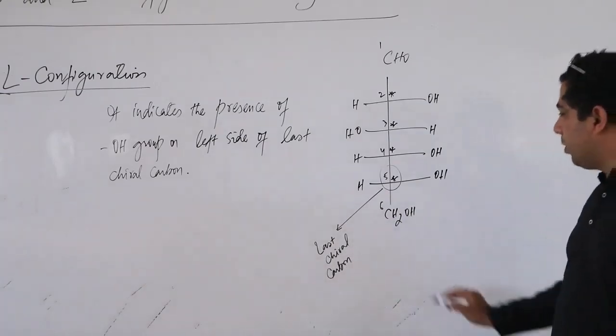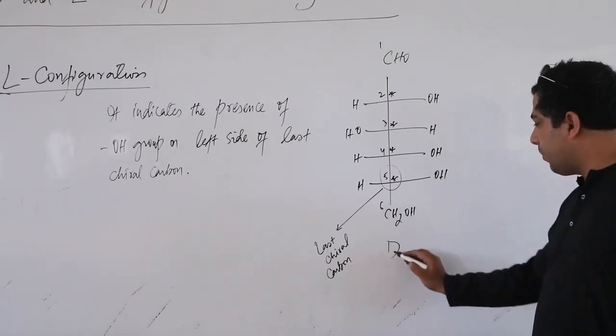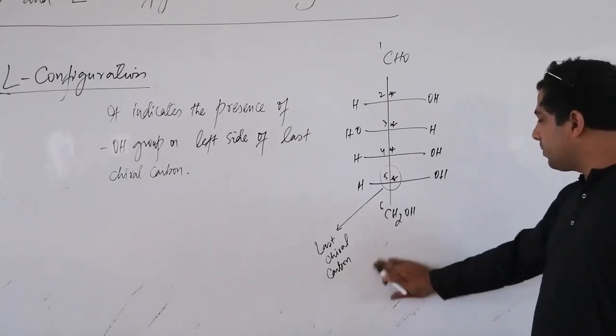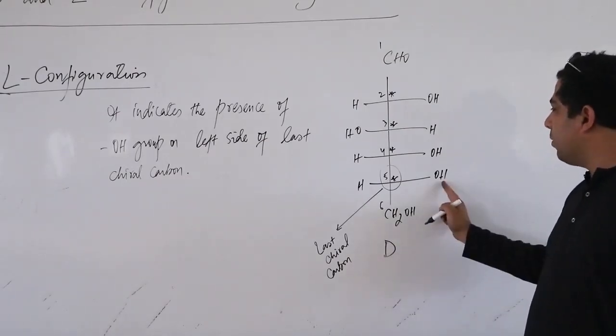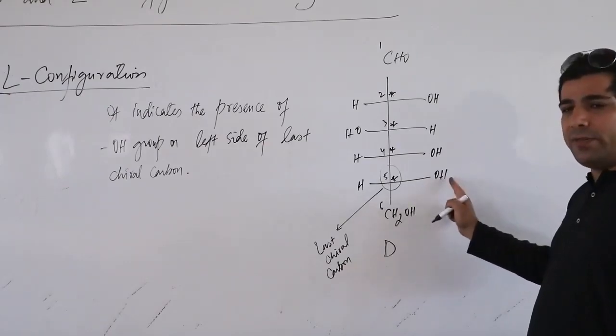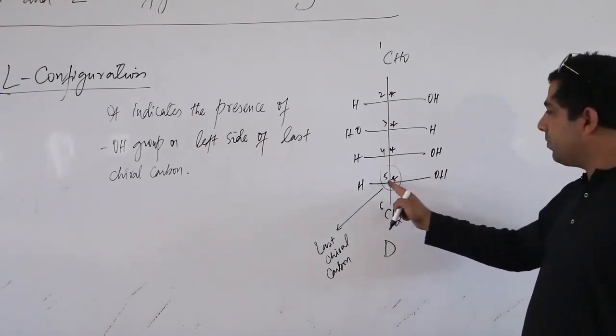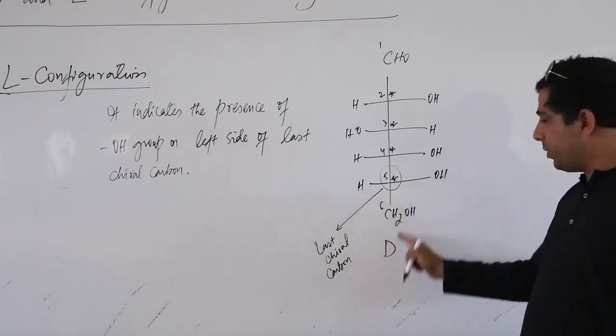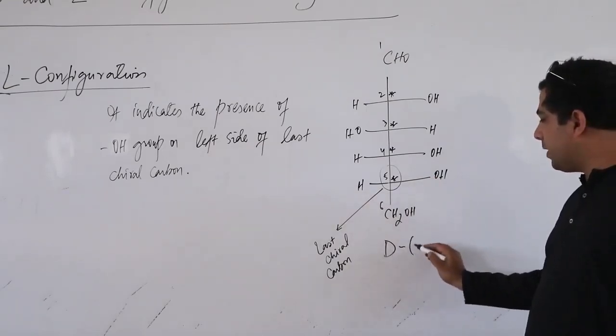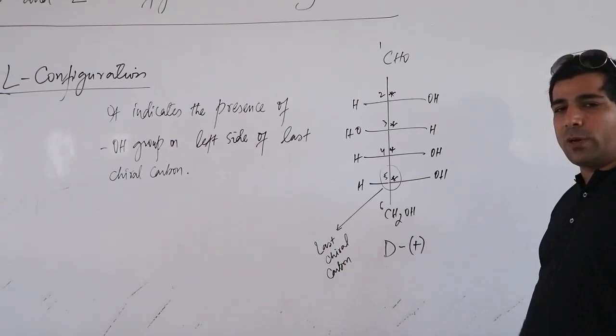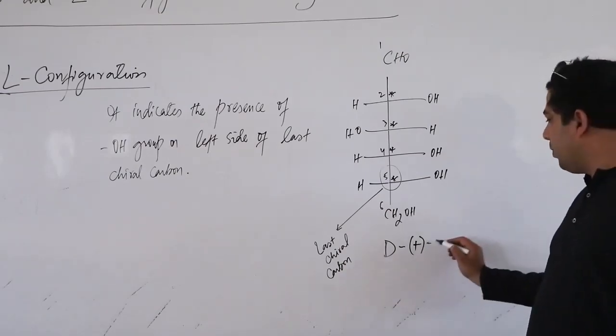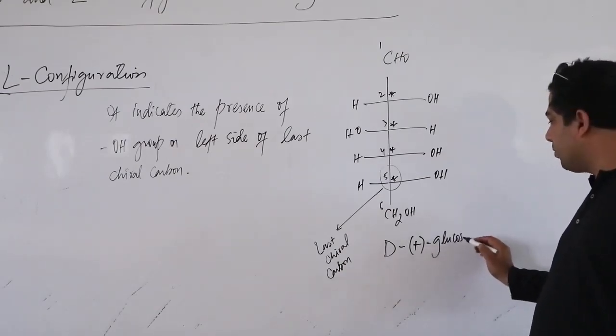What was this molecule all about? I discussed already, this is capital D. Capital D stands for the presence of OH group on the right side of the last chiral carbon. The last chiral carbon is 5. On the right side is the OH group, so it's capital D. Experimentally, it has been found that it can rotate the light in clockwise direction, so plus. And we know that it's a glucose molecule, so I will write down glucose.